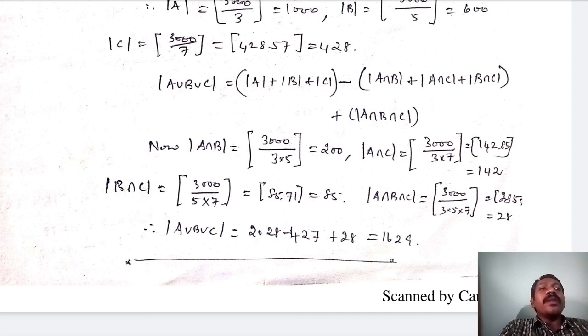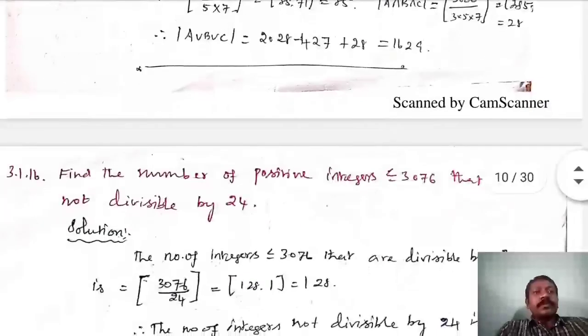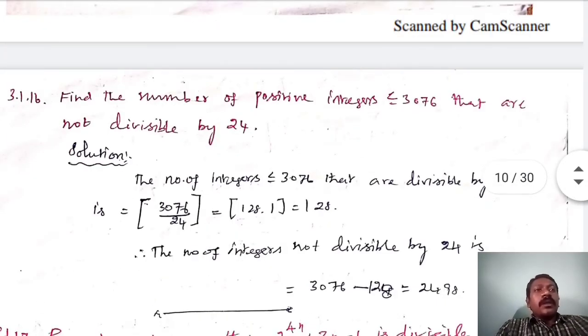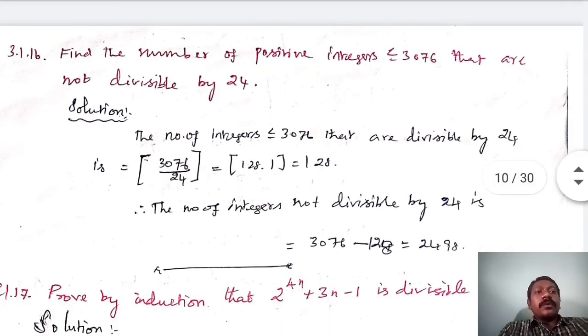Again we have to find A intersection B intersection C. So that is equal to 3000 by 3 into 5 into 7. So our answer is 28. Therefore A union B union C is, if you substitute the values in the inclusion exclusion formula, you will get 1629. So this is our formula and problem.